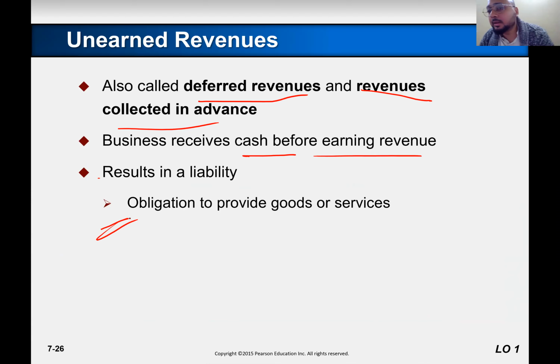Until the ownership is transferred to the customer, you are not eligible to record this as revenue. You are not eligible to say that this is my sales or this is my revenue unless the service is being delivered, or goods are being delivered, or at least ownership has been transferred.